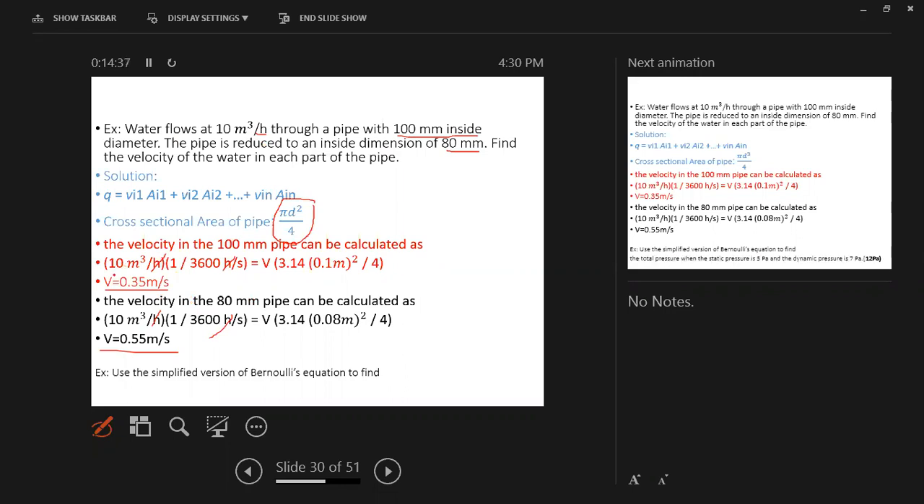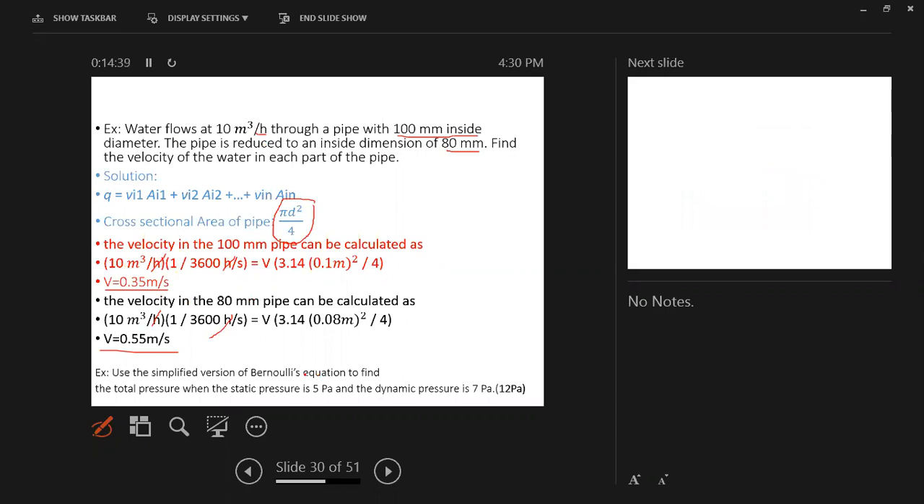So there is another question here. Use a simplified version of the Bernoulli equation to find the total pressure when the static pressure is 5 Pascal and the dynamic pressure is 7 Pascal. What are you going to do? You're just going to simply add these two to find the total pressure. Static pressure 5 plus dynamic pressure 7. When you add them, you're going to find 12 Pascal according to Bernoulli's principle.